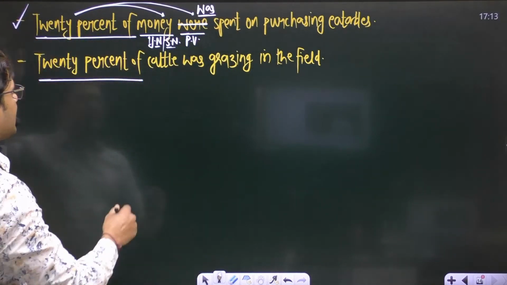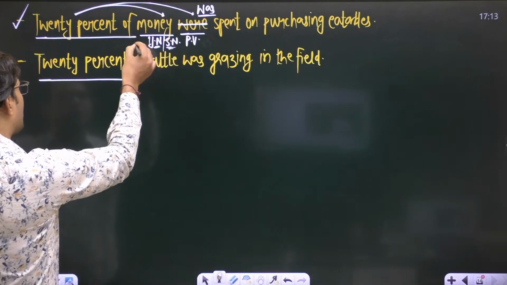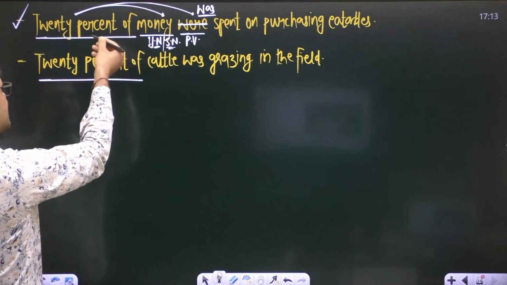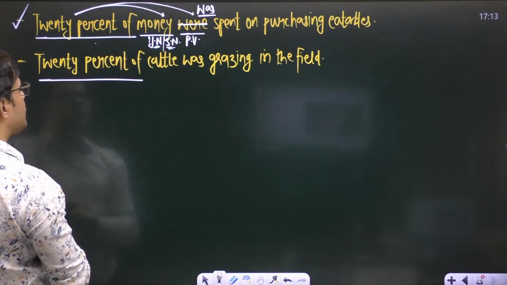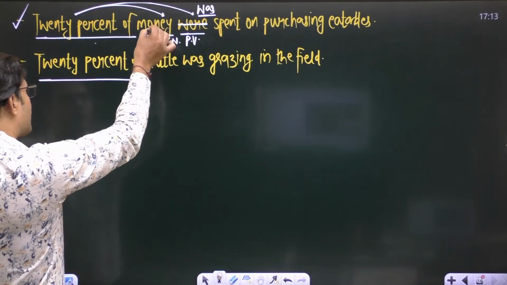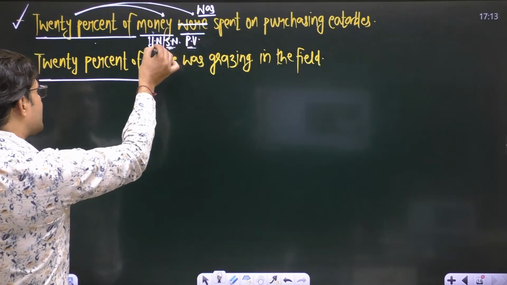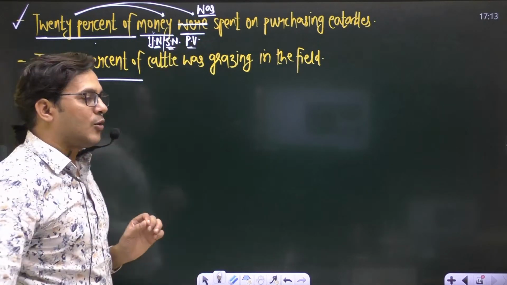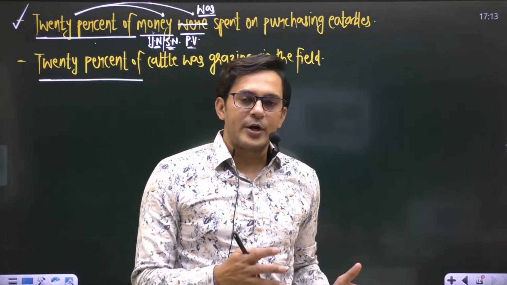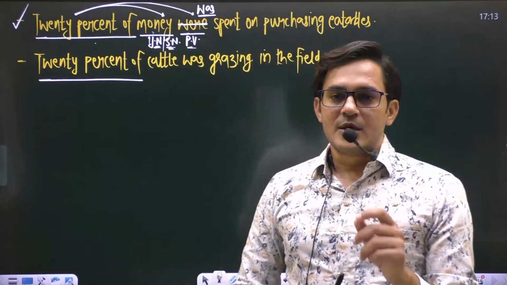Your entire focus must be on the noun which is followed by these words, like a percentage value, 20% of. You have to focus on the noun, and according to this noun, the verb will be used. This one is an uncountable noun. Uncountable nouns are considered singular. According to this singular noun, the verb will be singular, right?